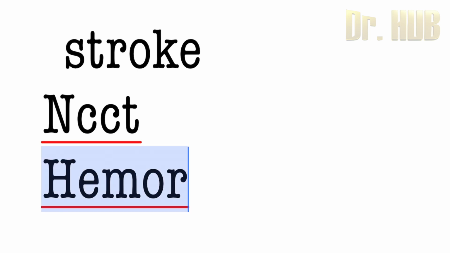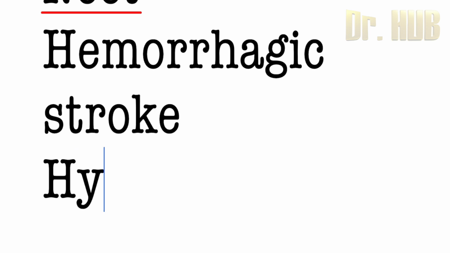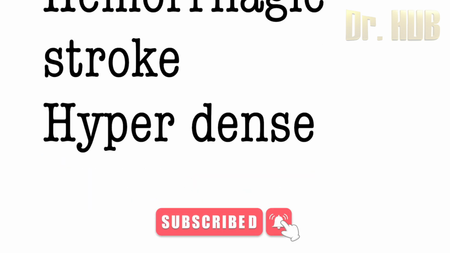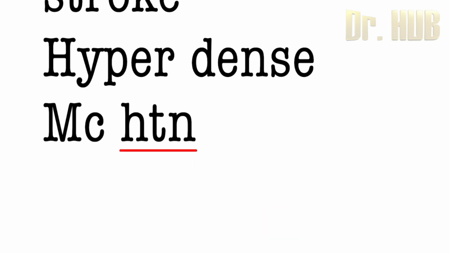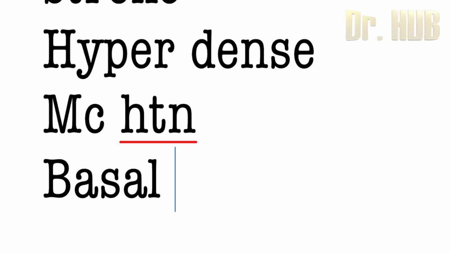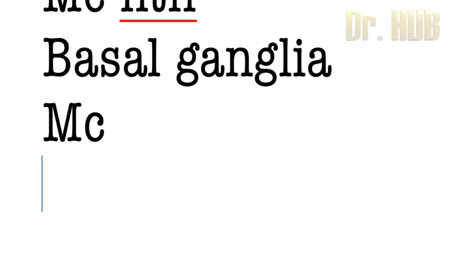Now let's look at the hemorrhagic stroke. In hemorrhagic stroke, there is presence of a hyperdense area. The most common cause is HTN, that is hypertension. Then moving on to the basal ganglia: it is the most common site. So the most common site is the basal ganglia.